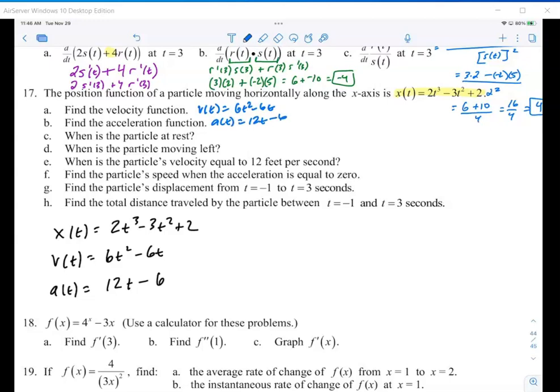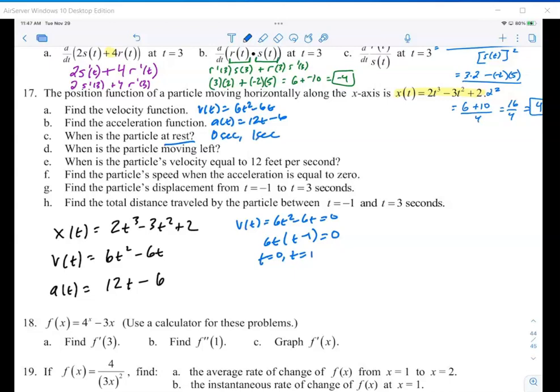When is the particle at rest? Okay, remember, at rest means velocity equals 0. If I take out a 6t, I end up getting t equals 0 and t equals 1. So at 0 seconds and at 1 second.